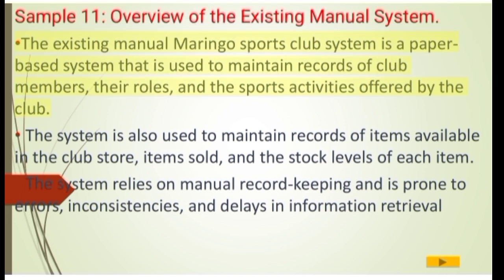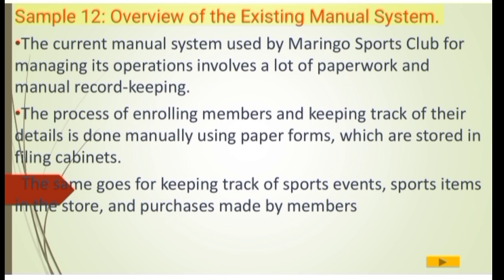The existing manual Maringo Sports Club system is a paper-based system that is used to maintain records of club members, their roles, and the sports activities offered by the club. The system is also used to maintain records of items available in the club store, items sold, and the stock levels of each item. The system relies on manual record keeping and is prone to errors, inconsistencies, and delays in information retrieval. Sample 12. Overview of the existing manual system.